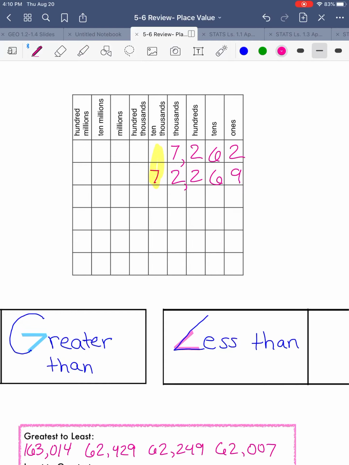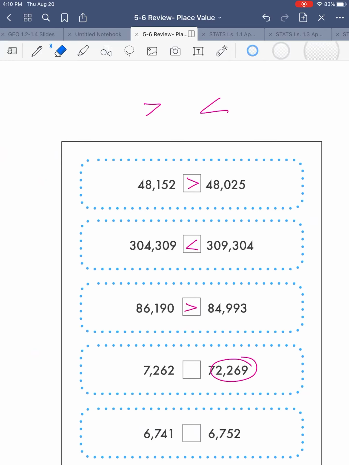Well, they're clearly different right from the beginning. This has basically a 0 in front. This one is a 7. So how does this relate to this? Well, clearly that's less than, okay? Which means this number, 7,262, is less than 72,269. So which symbol is the less than?